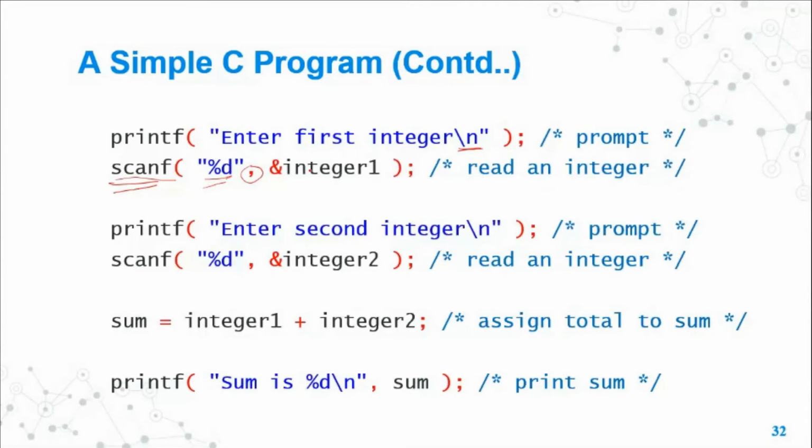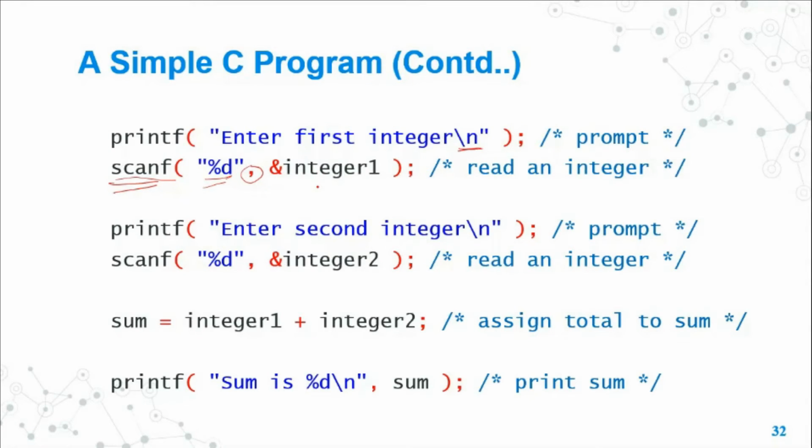Even if in this particular prompt we enter some floating point values, it will take only the integer part. The floating point part, whatever comes after the decimal point, won't be taken. So that is what the percentage d means. Then this ampersand integer 1: the ampersand actually denotes the address of this particular integer.